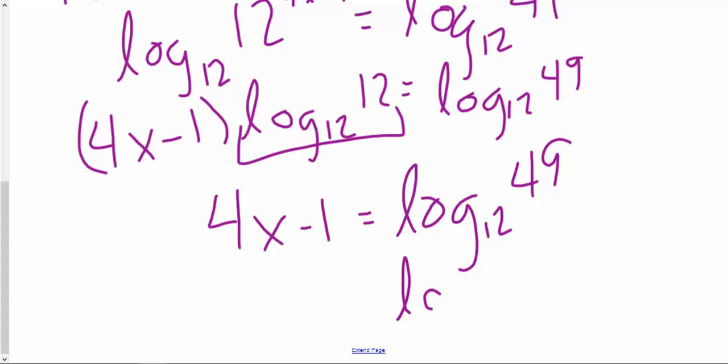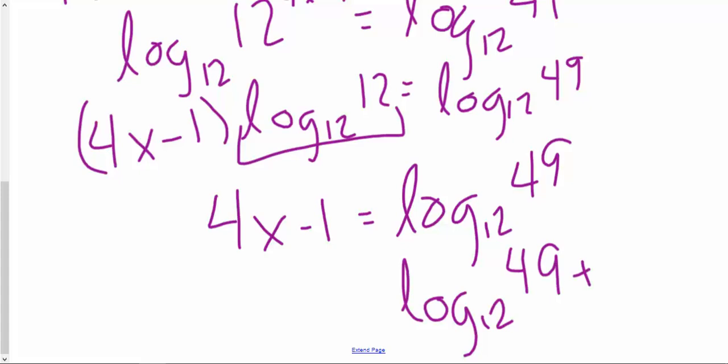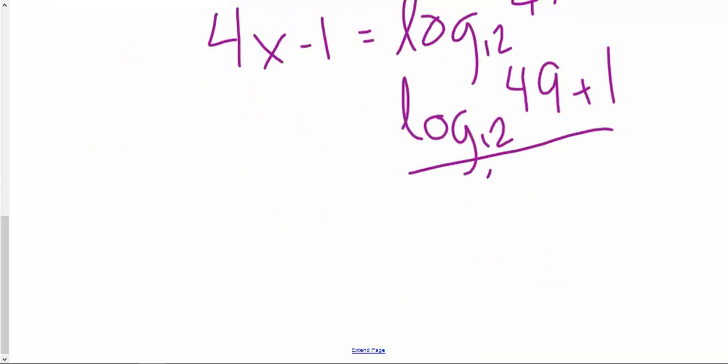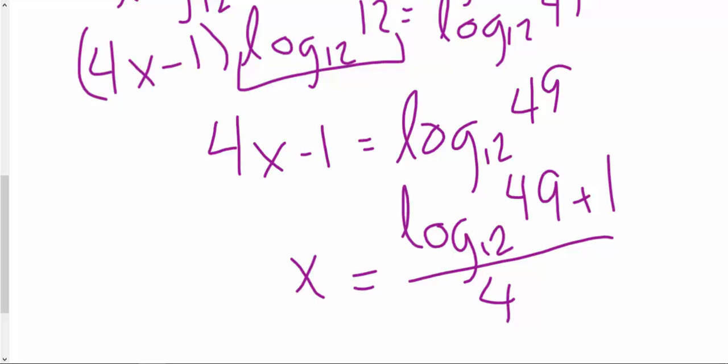You add 1. Okay, let's try it again. We get log base 12 of 49 plus 1, divided by 4. And that equals x. All right.